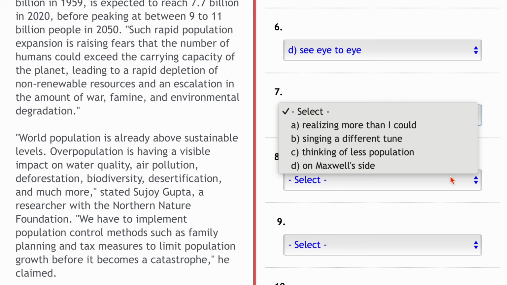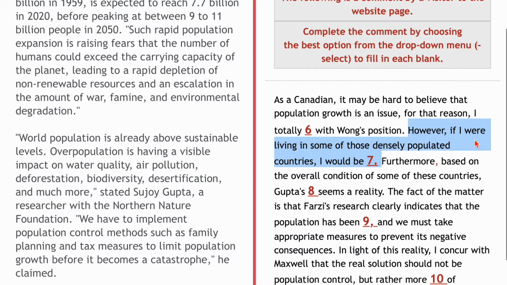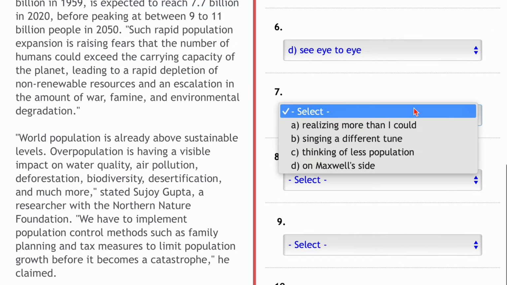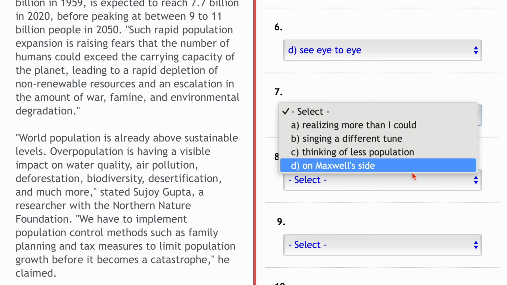I definitely, what do you think, everyone? Again, I see eye to eye with Wong's position because it's hard to believe that in Canada there's population growth. However, if I were living in some of those densely populated countries, I would be, not D, right? Because Maxwell and Wong have different reasons, or they view overpopulation differently.